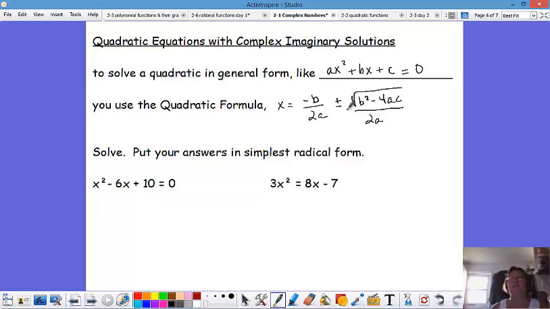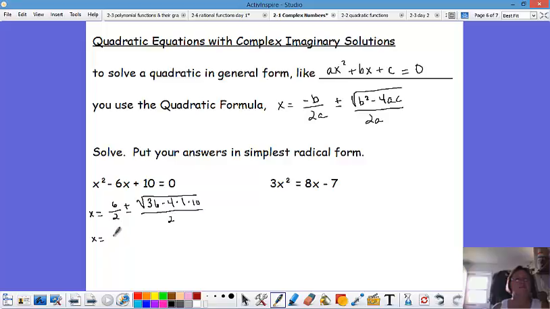All right, this says we should solve these and put our answers in simplest radical form. So that means if we end up with square roots in our solution, we're going to leave them that way. We're not going to go to the calculator. In this one, a is 1, b is -6, c is 10. So as I'm going to solve this, x will equal the opposite of b. So it was -6. Its opposite is 6, over 2 times 1 is 2, plus or minus the square root of -6 squared, which is 36, minus 4 times 1 times 10, and all of that will also go over 2.